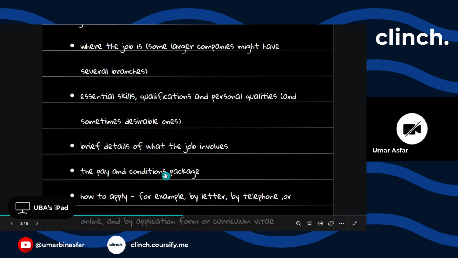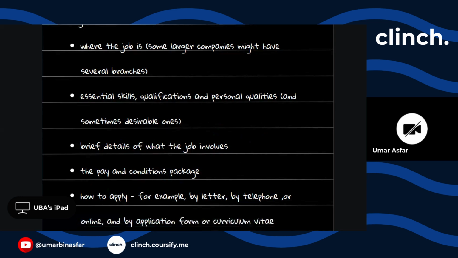The pay and the conditions package. We'll be explaining what the pay will be because it's important, and sometimes the law states as well that the pay should be clearly mentioned, so the candidates applying have a prior idea of what they're applying for, what pay they'll be expecting, and the conditions package, that is, what conditions must be fulfilled in order to achieve that pay.